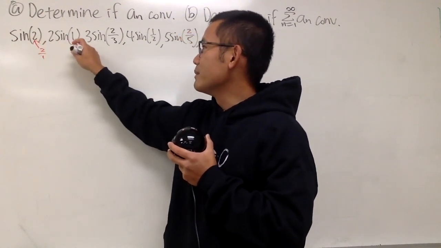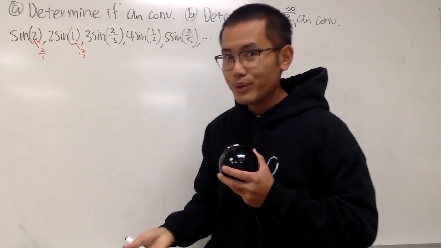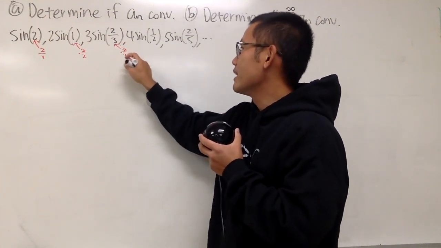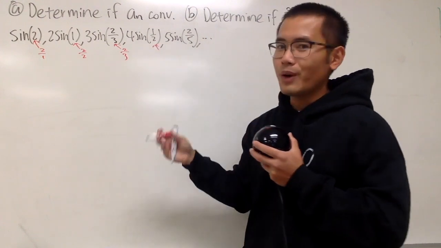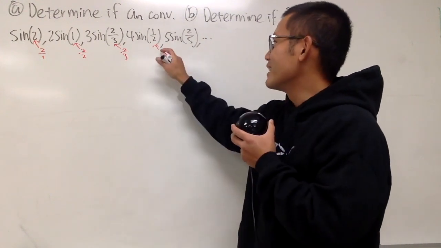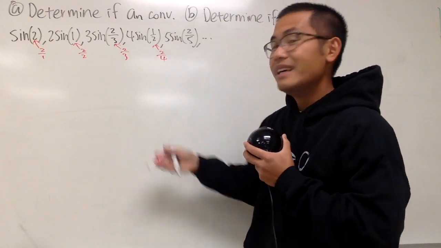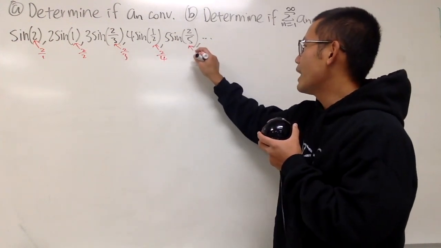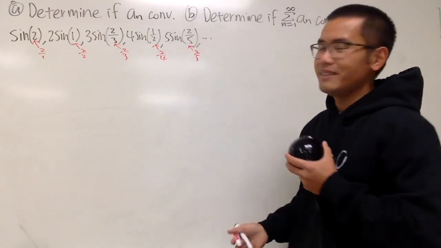This 1 is the same as saying 2 over 2. And then this 2/3, of course, the same as saying 2/3. And this right here is, of course, 1/2, we can just look at this as 2 over 4. And now see everybody has 2 on the top. And of course, for the last one, we do have that 2 on the top already.